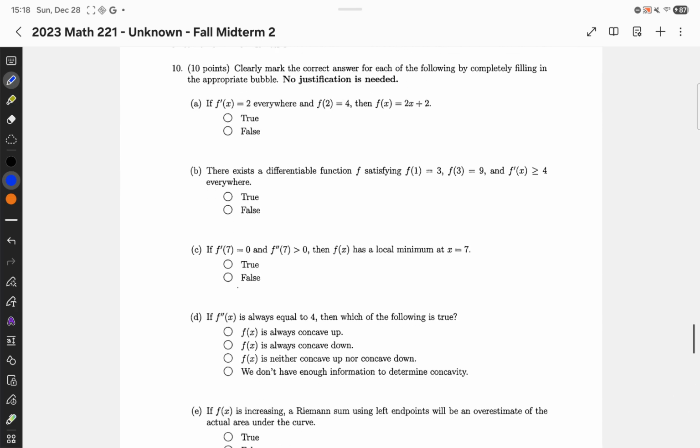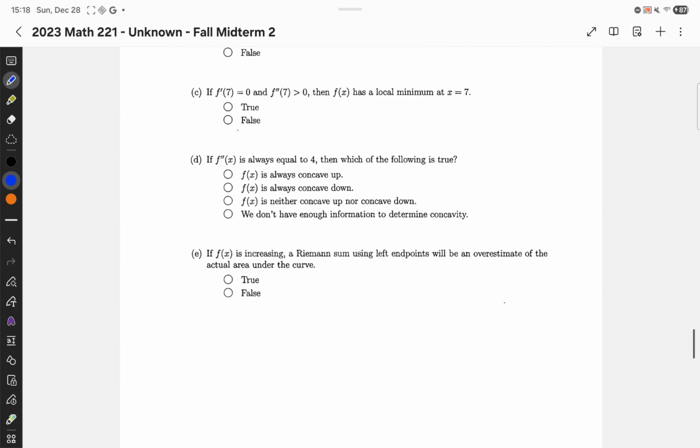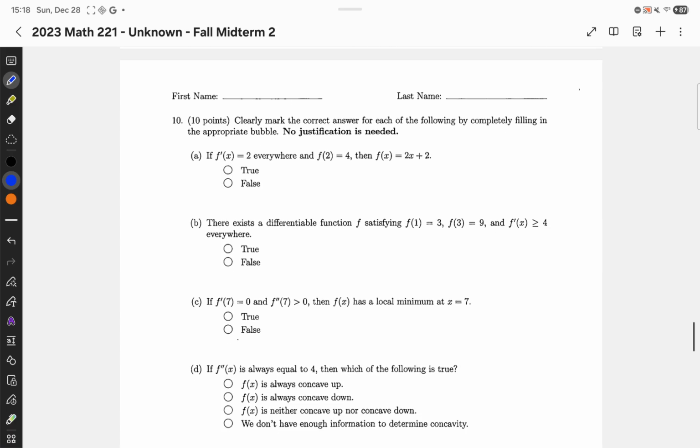Now moving on to question 10, which should be the final question yet. For this one, we want to just solve each of these true or false. We do not need to justify our answers. So for this first one, part A, if f prime of x is equal to 2 everywhere and f of 2 is equal to 4, then f of x is equal to 2x plus 2.